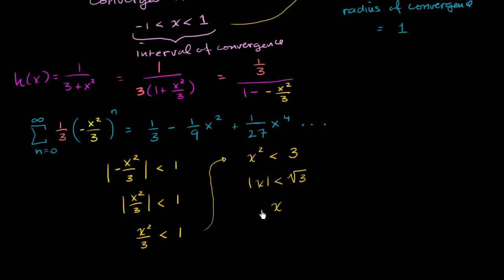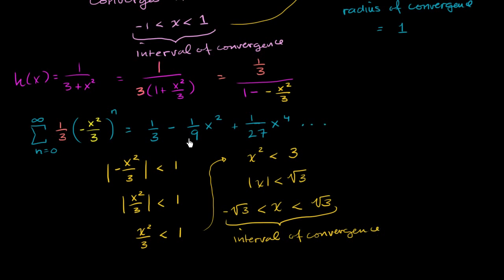Or we could say that x is greater than the negative square root of 3 and less than the square root of 3. So this is the interval of convergence for this power series. It's a geometric series, which is a special case of a power series. And over the interval of convergence, that is going to be equal to 1 over 3 plus x squared. So as long as x is in this interval, it's going to take on the same values as our original function, which is a pretty neat idea.